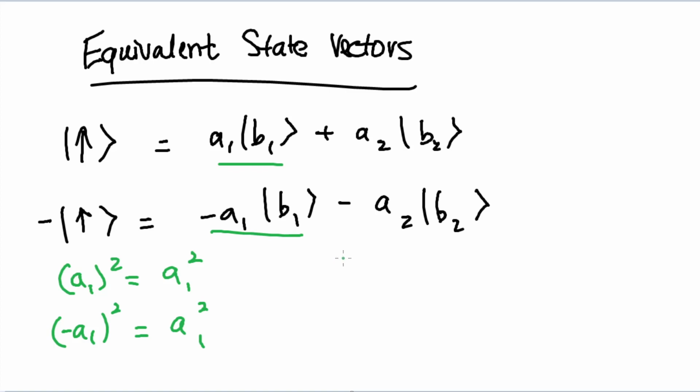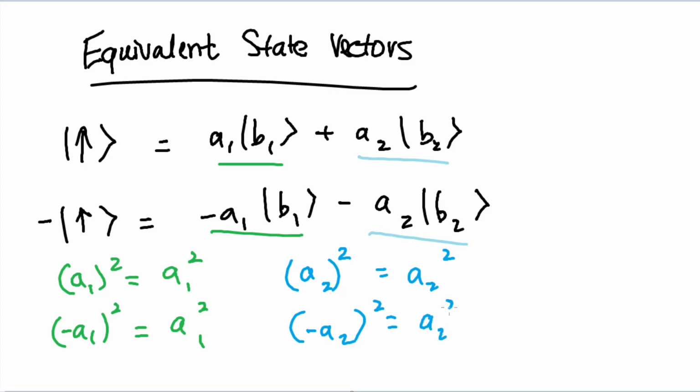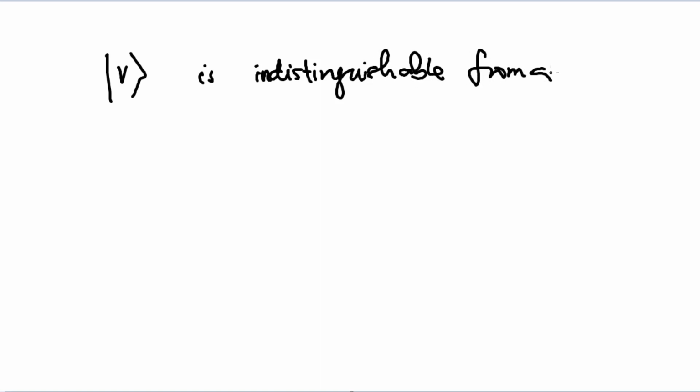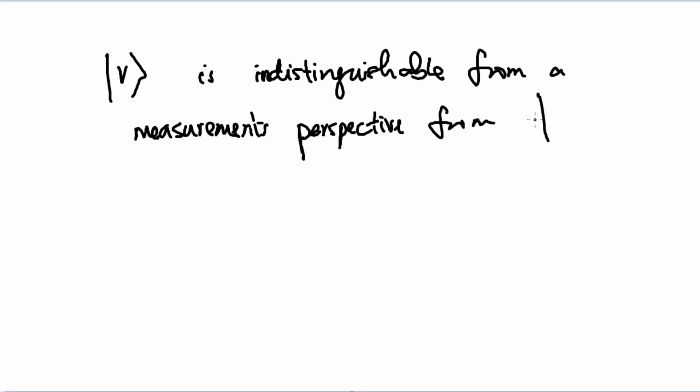And what follows is that we can clearly say the same thing for b2 in this case, and we'll use a slightly darker blue for this. So when we have a2 and we square that as well, the probability of getting b2 here would be a2 squared, and the same goes for negative a2. Right, so simply put, from just a generic perspective, for some given vector v, this is indistinguishable from a measurement's perspective from the negative version of your given vector.